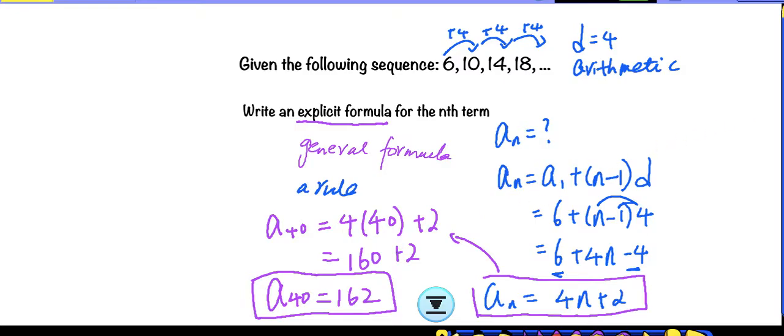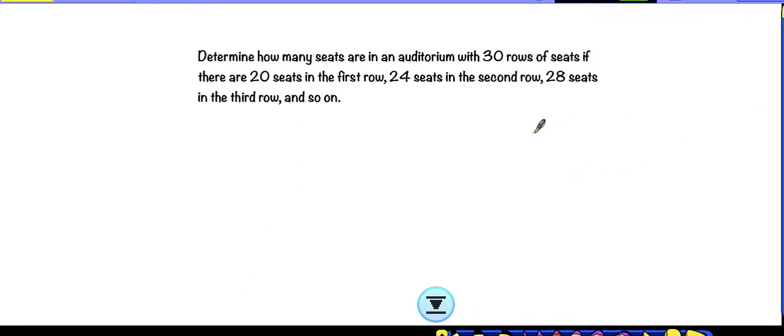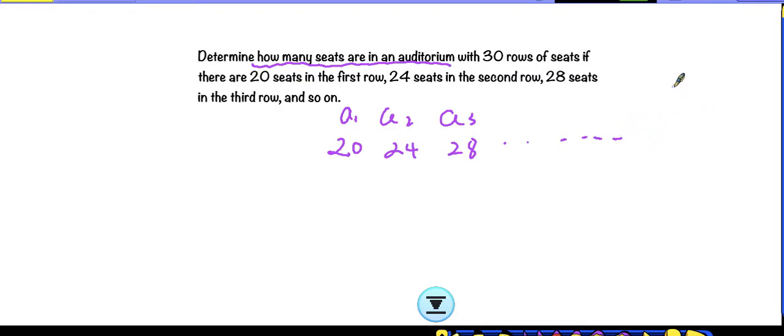Let's check the second one. Second one, let's read together. Determine how many seats are in an auditorium with 30 rows of seats if there are 20 seats in the first, 24 in the second, 28 in the third, and so on. So the question is telling us how many seats are in the auditorium. So basically, let's check the numbers here. So first we know the first. So let's say this is A1 first, A2 24, A3 28. And we know how many rows together.